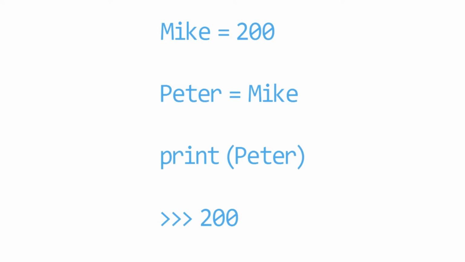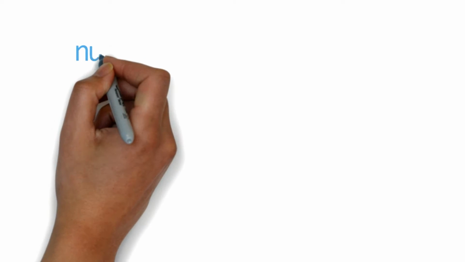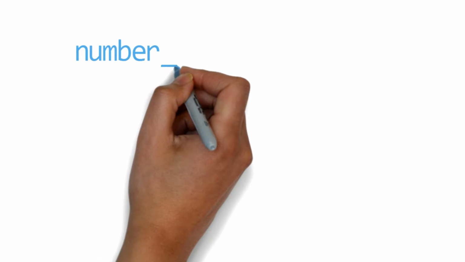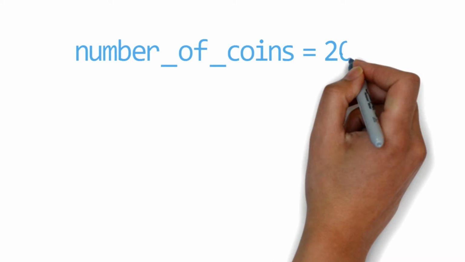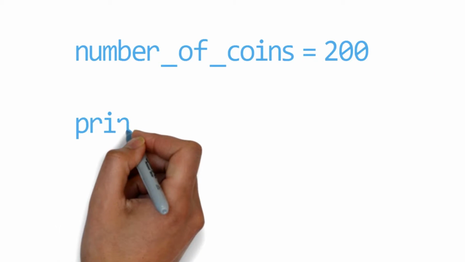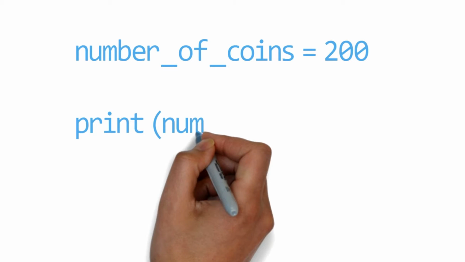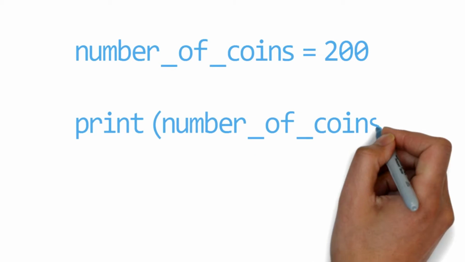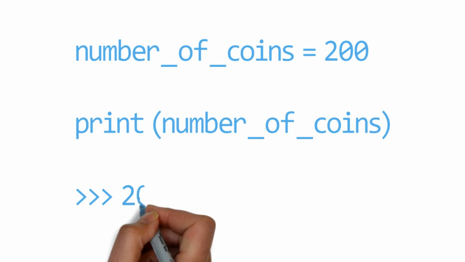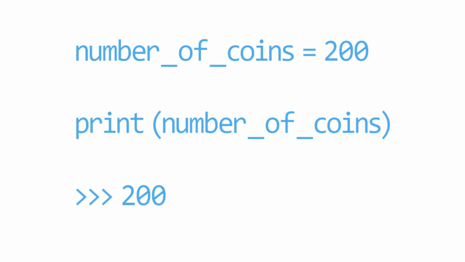Here, we can even assign variables with multiple words, for example, number of points. The thing to remember is that we can't use any space whenever we're declaring a variable. Here we'll have to use an underscore, because spaces are not allowed. So you're writing number_of_coins is equal to 200, and whenever we print number_of_coins, we get 200.